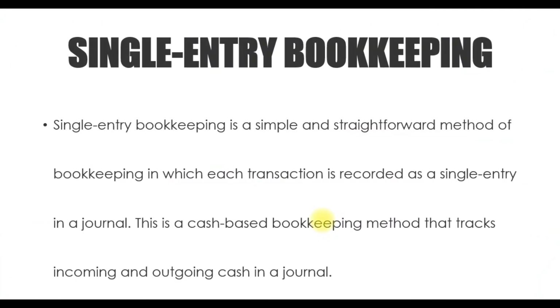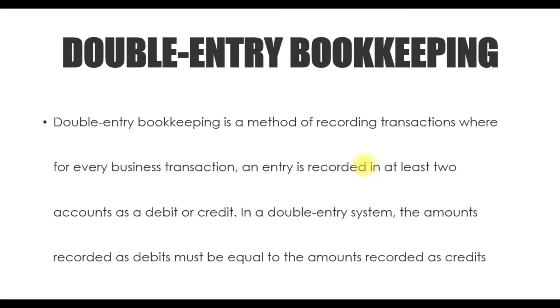So what is the difference between a single entry and a double entry bookkeeping method system? Single entry is a cash-based bookkeeping method that tracks incoming and outgoing cash in a journal, whereas double entry is a system in which we have one debit and one credit, and the amount recorded in a debit must be equal to the amount recorded in a credit.